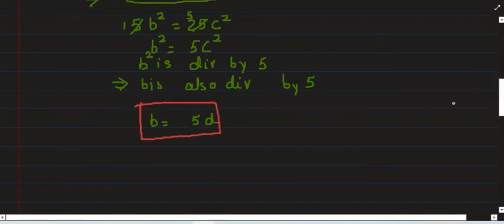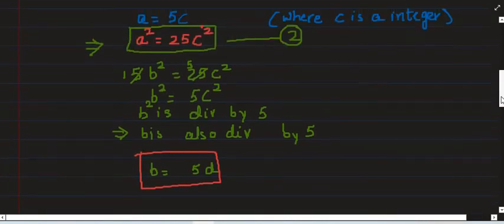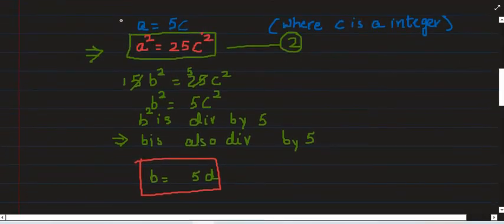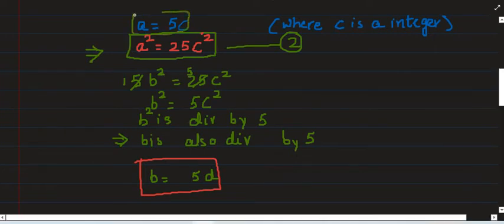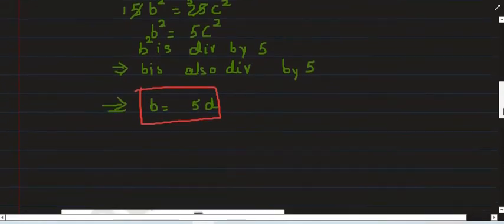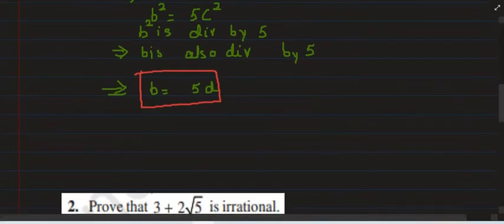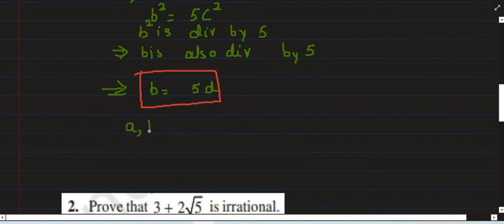Now we have just proved that a is divisible by 5 here, b is also divisible by 5. So this implies a and b both have common factor 5. So this implies a and b both are divisible by 5.